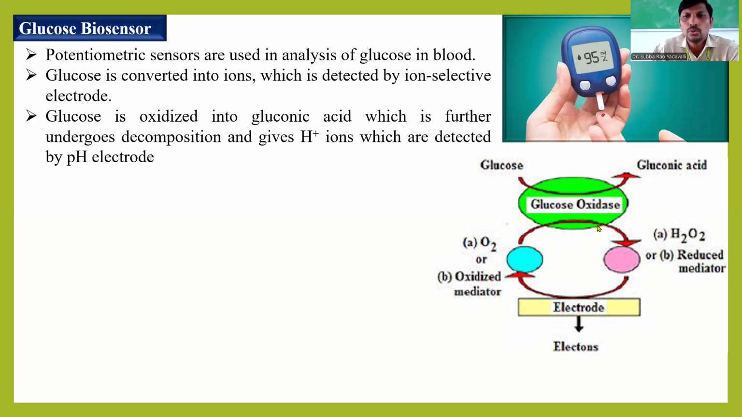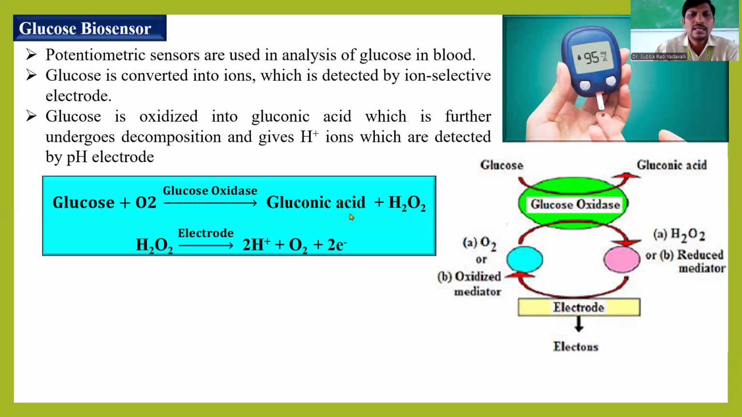This one is the glucose oxidase acting as the catalyst. This glucose oxidase converts glucose into gluconic acid and hydrogen peroxide. So here the hydrogen peroxide further undergoes reduction. That means this hydrogen peroxide is reduced to form hydrogen ions and it liberates oxygen gas also. And the liberated hydrogen ions are detected by the electrode. So this is the typical mechanism involved in the working of glucose biosensors.